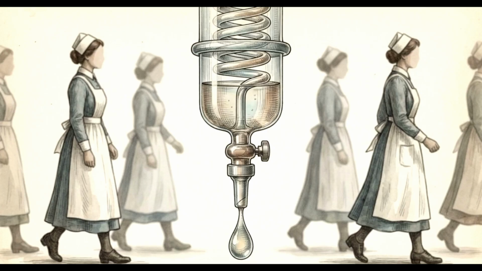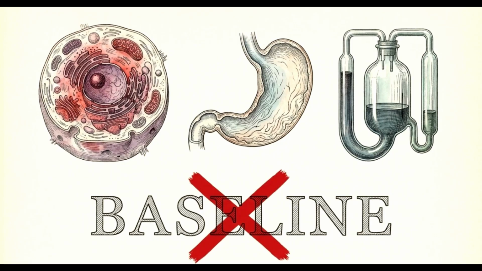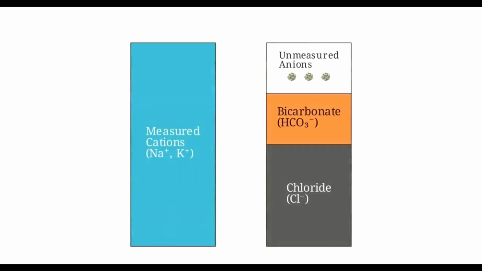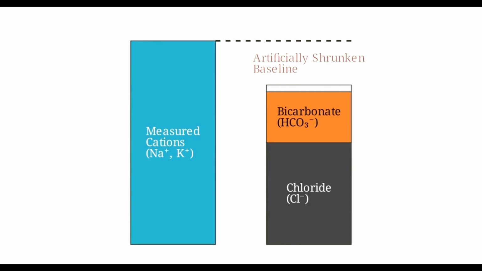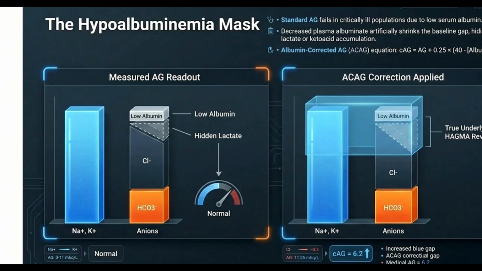However, critically ill perioperative patients rarely have normal albumin levels. Severe hypoalbuminemia is a near-universal condition in this population due to systemic inflammation, malnutrition, and fluid shifts, overturning the assumptions of the standard baseline. When plasma albuminate is depleted, negatively charged proteins are physically removed from the serum. Because these proteins usually make up the bulk of the unmeasured anion pool, their absence artificially shrinks the baseline anion gap. This chart illustrates the danger.